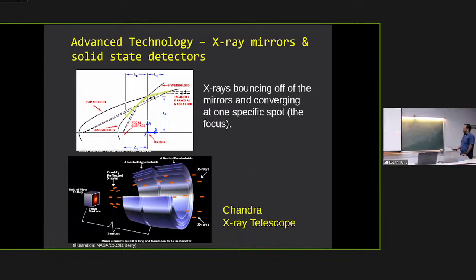And here is the Chandra X-ray telescope. So there are these four sets of mirror pairs. This one, they say, is a paraboloid and hyperboloid pair, and then there are such four sets, set 1, 2, 3, 4. There are four rings like shells, like this. And then the X-rays come in this direction, then finally focus onto the detector.